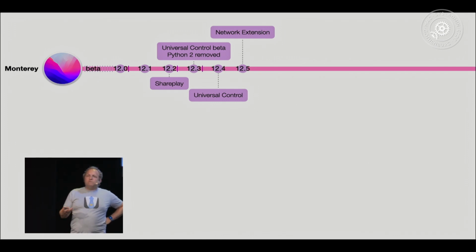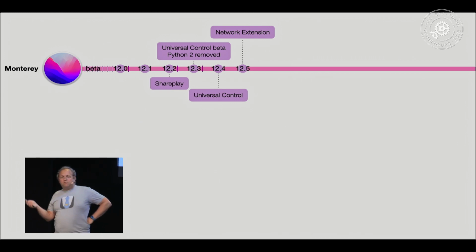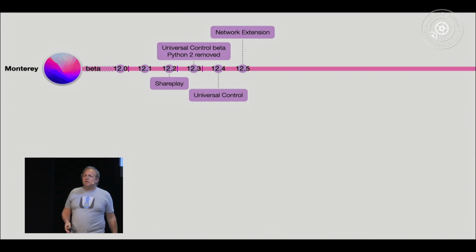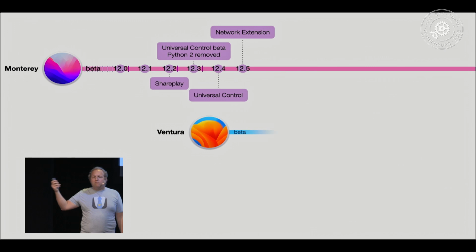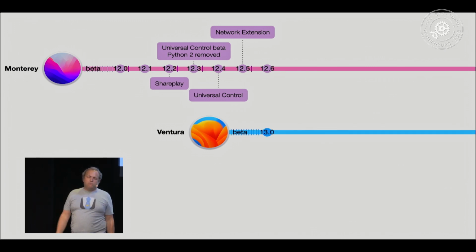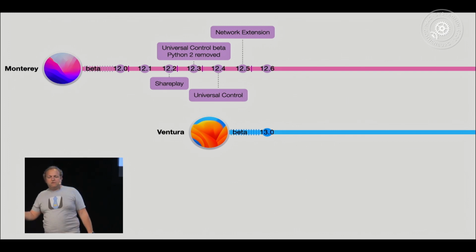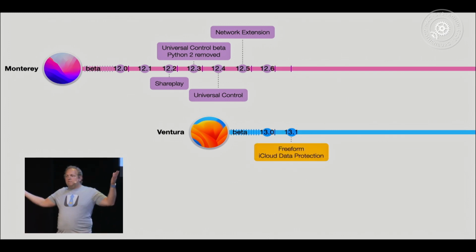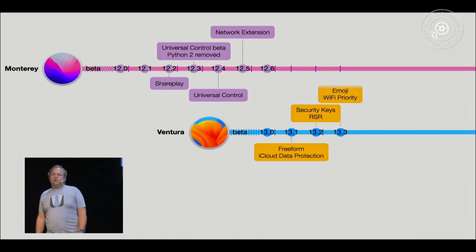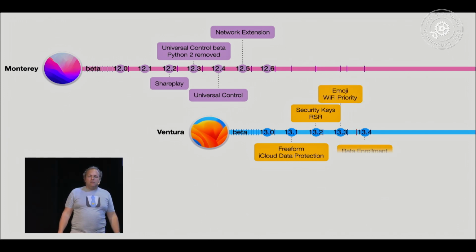Universal Control was first a beta, then released in 12.4. The network extensions changed. This is not a big user-facing thing, but they changed in the 12.5 release. The .5 release is usually around developers conference, so that's when Ventura was introduced. The cycle starts over, we get the beta phase. And then more features. 13.1 added the Freeform app and iCloud Advanced Data Protection, RSRs and security keys.